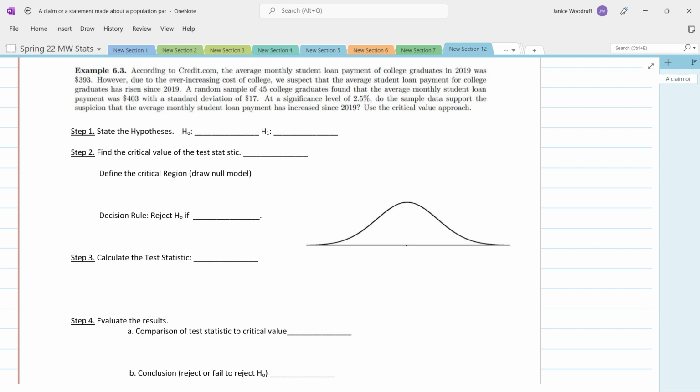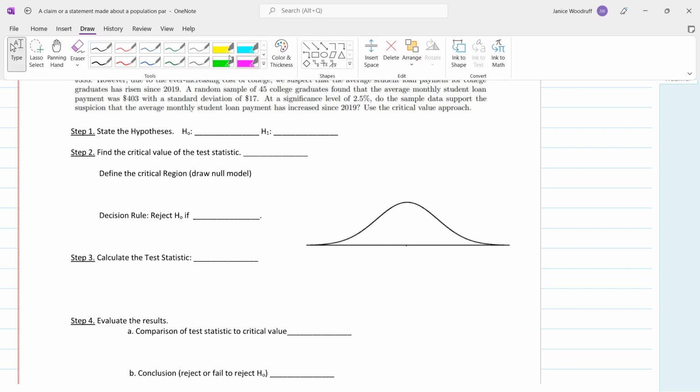However, due to the ever-increasing cost of college, we suspect that the average student loan payment for college graduates has risen since 2019. A random sample of 45 college graduates, small sample size, found that the average monthly student loan payment was $403 with a standard deviation of 17. At a significance level of 2.5%, do the sample data support the suspicion that the average monthly student loan payment has increased? Use a critical value approach.